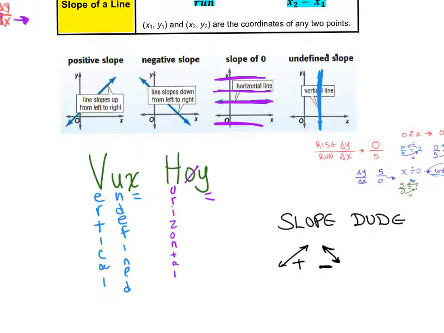If I have a vertical line, I am an undefined slope, and a flat line has a slope of 0. So if this little cute face kind of helps you, then you can also use that. So now let's put it to use.